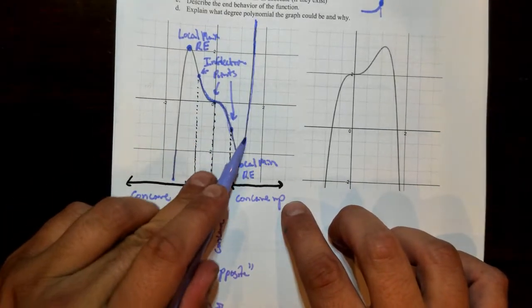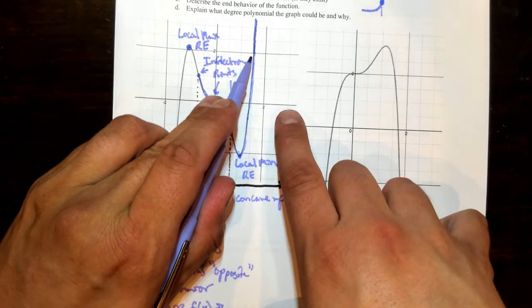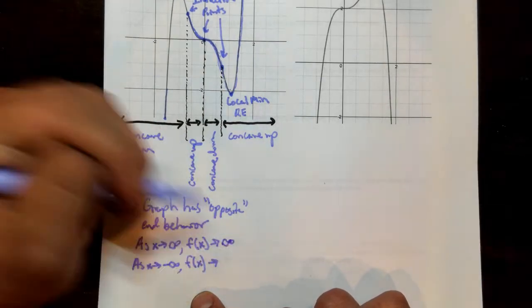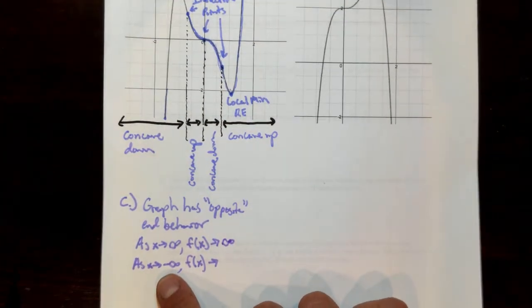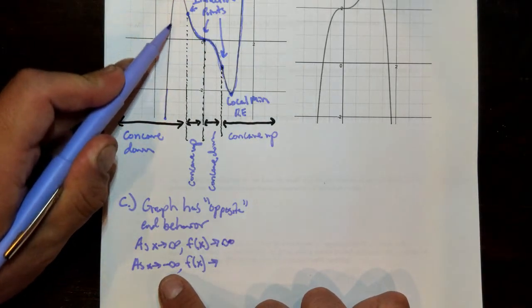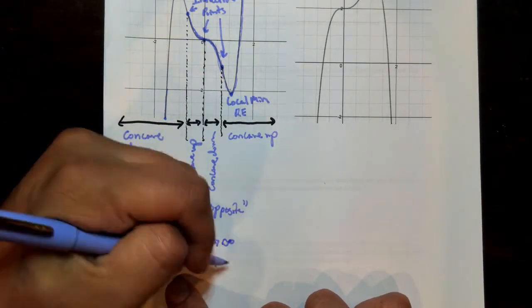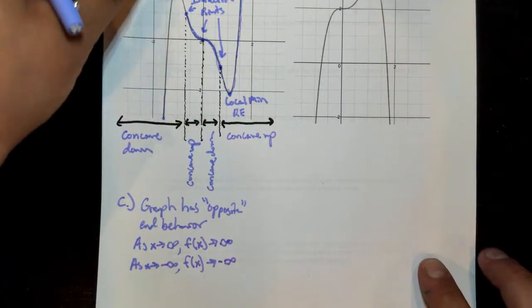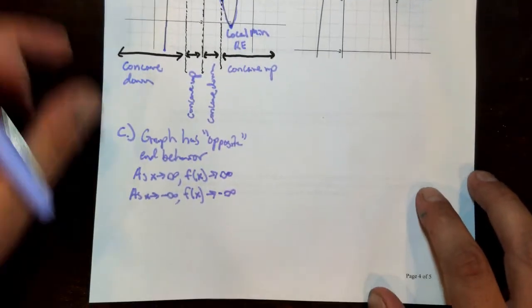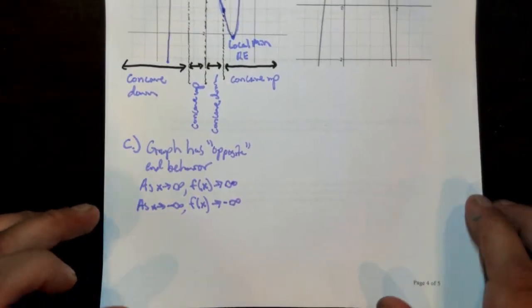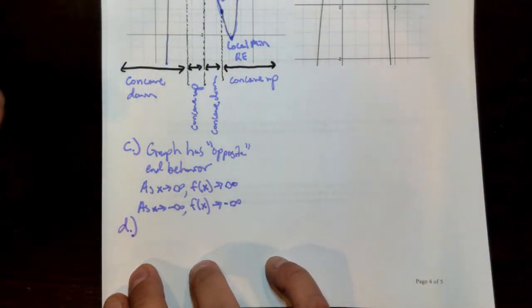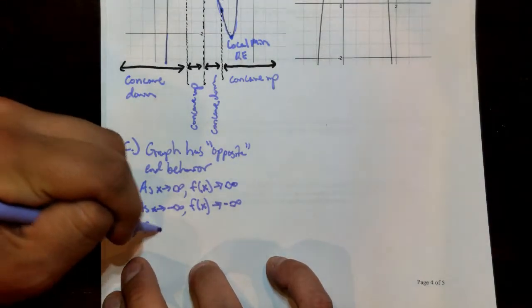So as x approaches infinity, as we go to the right, f of x is also approaching positive infinity. And then as x approaches negative infinity, as we take this thing to the left all the way, f of x is also approaching negative infinity. So that's our end behavior. Notice they go in opposite directions. One goes up, one goes down. And then part D, explain what degree polynomial the graph could be and why. Well, to me, this could be a 5th degree polynomial.